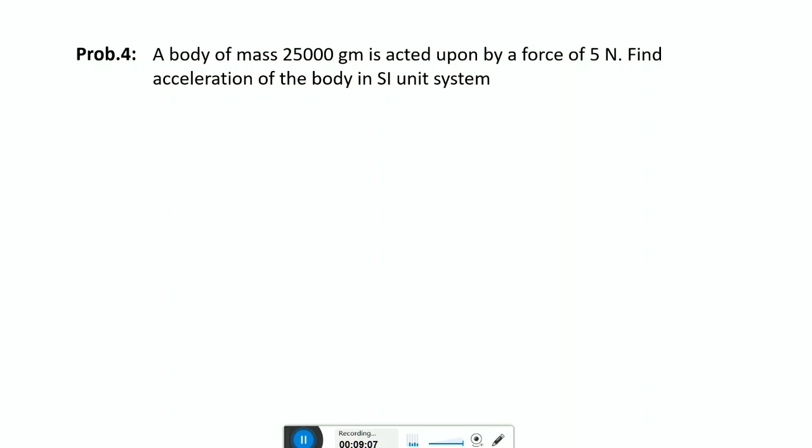Fourth problem. A body of mass 25,000 gram is acted upon by a force of 5 Newton. Find acceleration of the body in SI unit system.